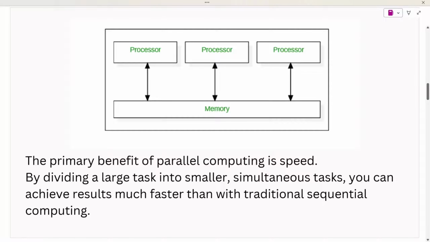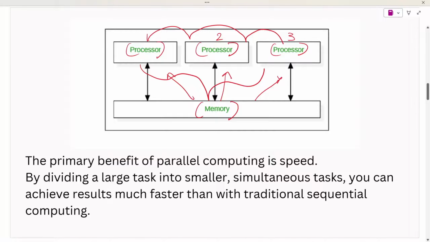As you can see in this diagram, we have three processors to execute the given task, where all three processors share the same memory. The same memory is given to processor 1, processor 2, and processor 3. All these three processors run on the same memory, but they execute different tasks. Processor 1 runs a different task, processor 2 runs a different task, and processor 3 runs a different task, but they all three use the same memory.